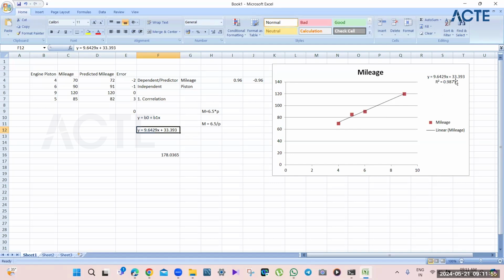And R square is 98. R square is something you can consider as accuracy if the value lies between 0 and 1. Close to 1 means it's good. So you can say that this model has 98% accuracy, which is very good. Now, R square means how much of the variation you can explain from this equation.